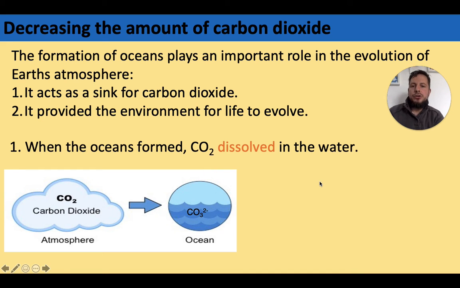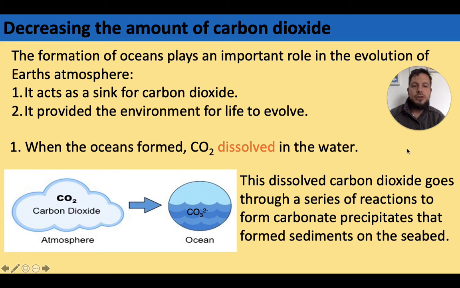So when oceans form, carbon dioxide can actually dissolve into the water. So carbon dioxide can go into the ocean. Now, as it goes into the ocean, this dissolved carbon dioxide goes through a series of reactions until you get carbonate precipitates that form sediments on the seabed. So precipitates are solid pieces that form in the oceans, and then these will gradually form to the bottom. They just sink to the bottom, and you get lots of sediment forming on the bottom of your seabed.